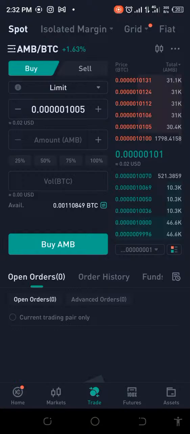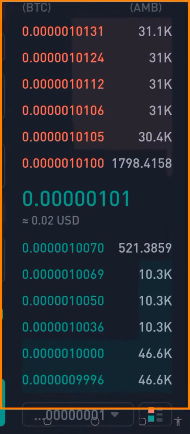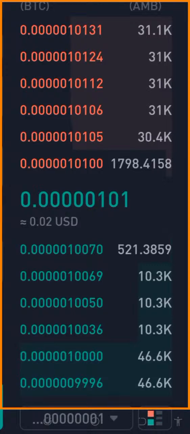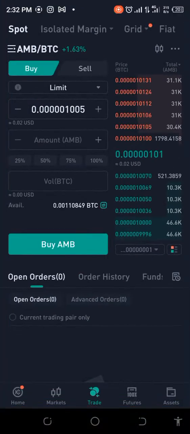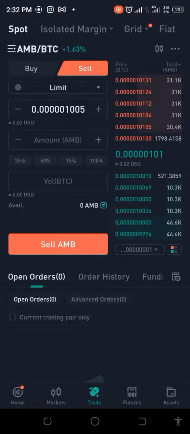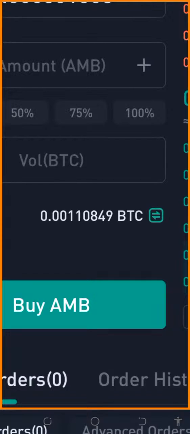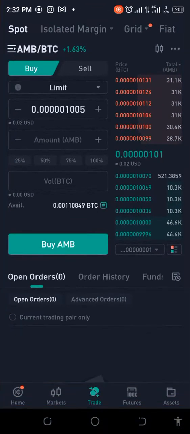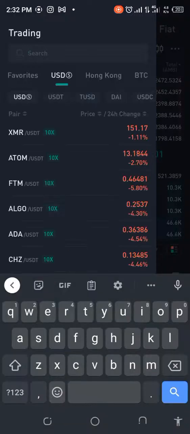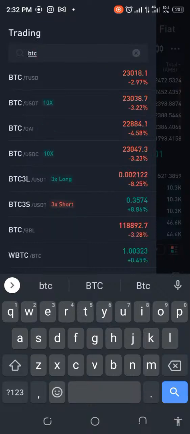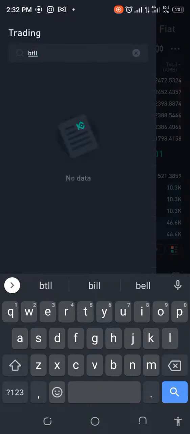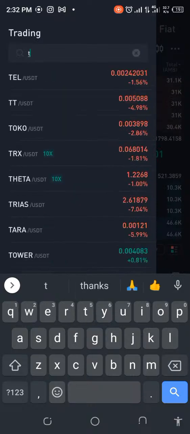Okay, I'm back and it has executed. You can even see that it rose up to 0.0000101. That is phenomenal. Okay, so what do we have here? We have no AMB, but we have our BTC. So what we're going to do now is change this to TRX, and then we'll send it over to Binance. So let's change this to TRX. No, let's do this. Let's change that to TRX.